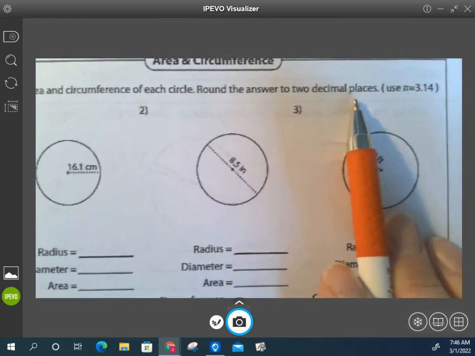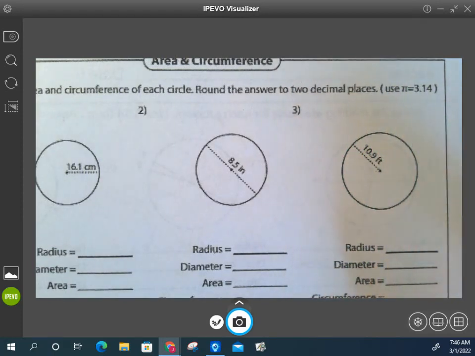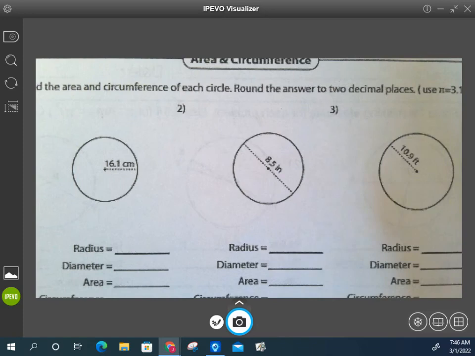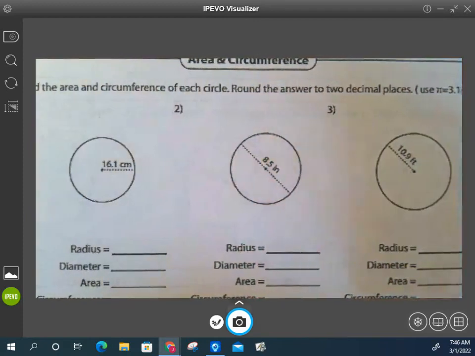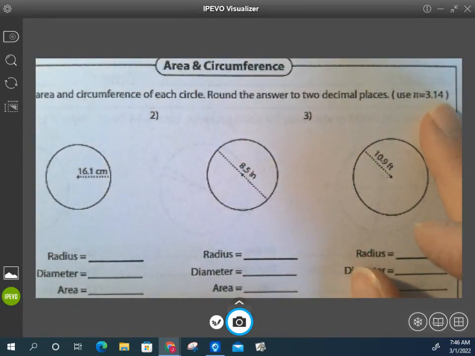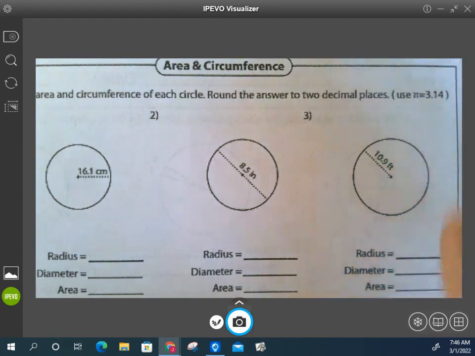And here's the key. It doesn't want you to use the pi key. It wants you to use 3.14. So I'm going to be picky about rounding. Now, I prefer just to use my pi key because it's easier. However, to get this rounding correctly, we need to use 3.14. And that's something you might see on a standardized test where they tell you to use 3.14 over using pi.